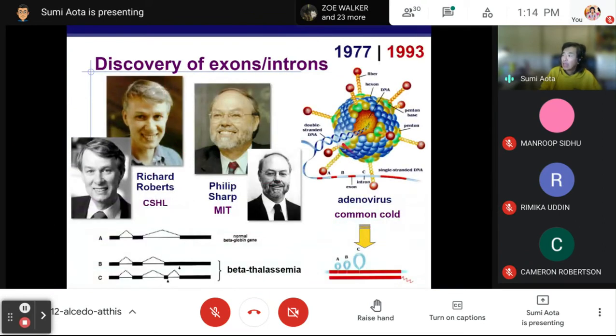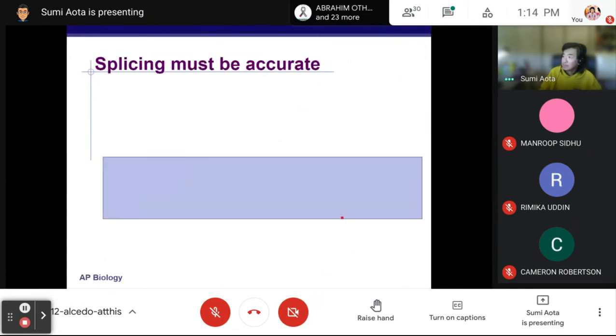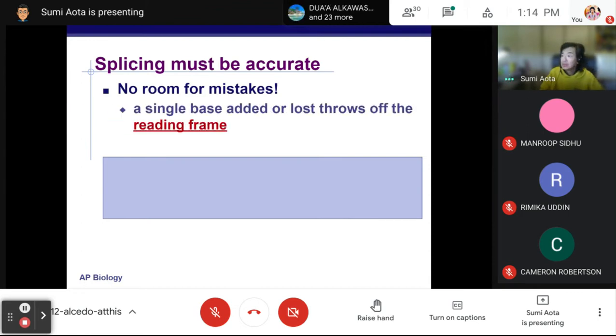Now, the discovery of exons and introns was in 1977, with a Nobel Prize in 1993. The thing about splicing is that it has to be accurate. There is no room for error at this point because you're trying to make a functioning protein. So a single base added or removed is going to throw off something called the reading frame. I'll explain the reading frame in a bit.